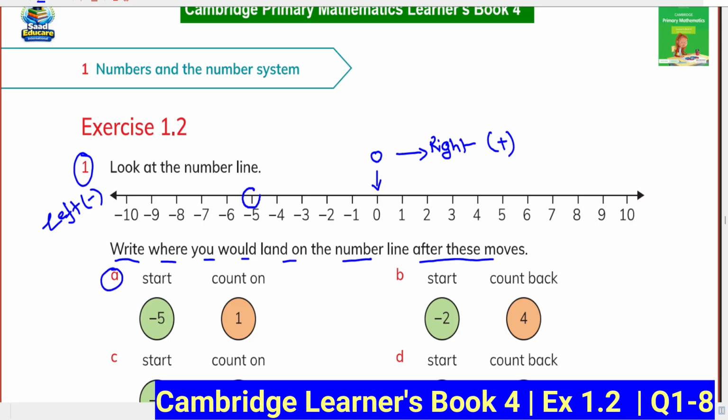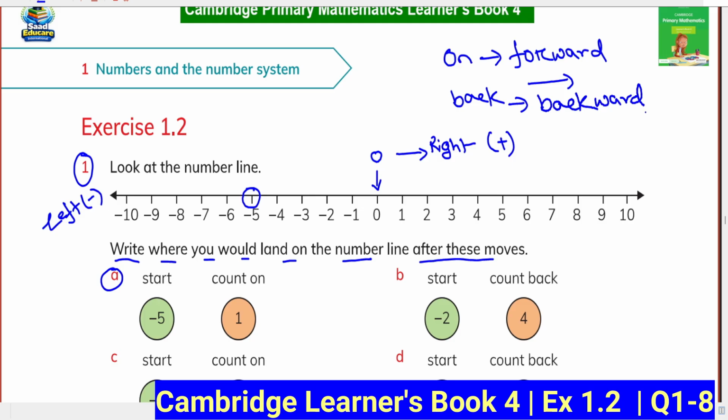So here is a -5. Count on. Count on means it's forward. It means moving right. And if mentioned back, it's backward, right? It means moving left. So start from -5 and count on, it means it will be the next line here. So it's a -4.